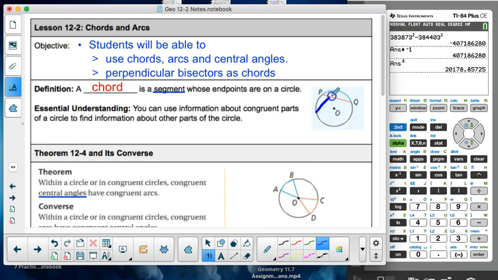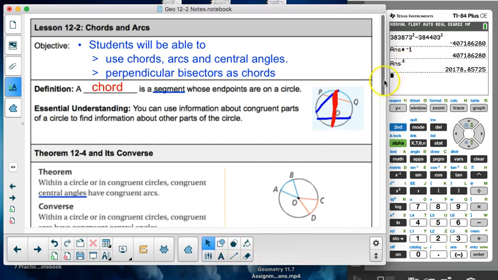As you go through, you've worked with chords before. The most popular chord you worked with is the diameter. If I can actually get this straight across, let's pretend that this is a straight red line. My diameter is a chord that goes through the center.